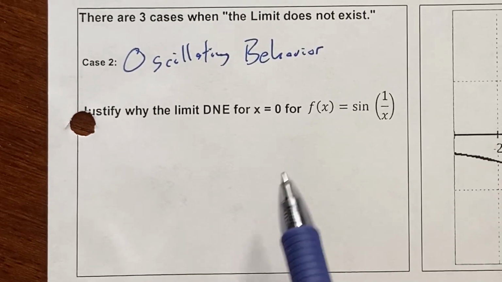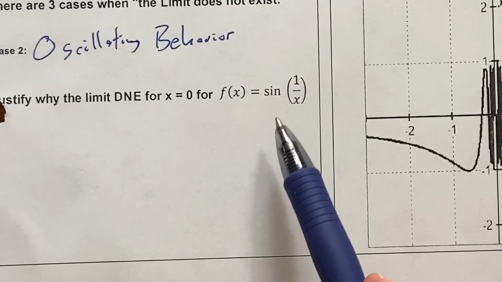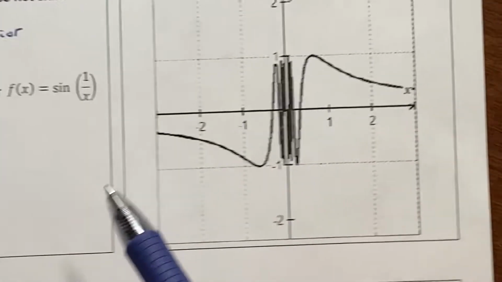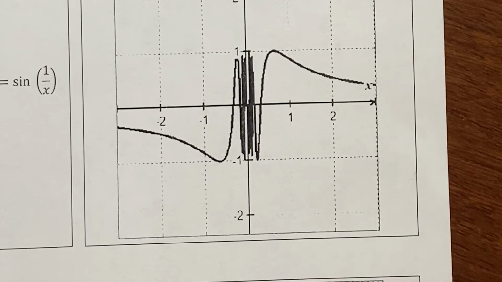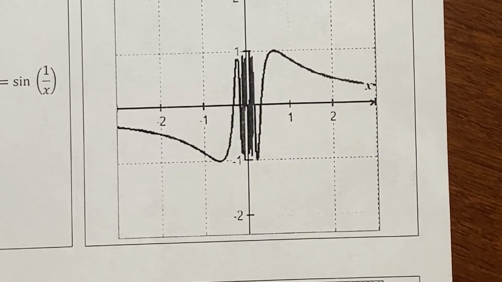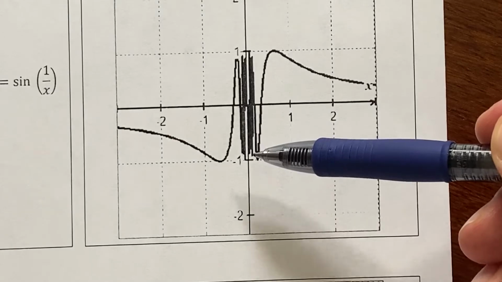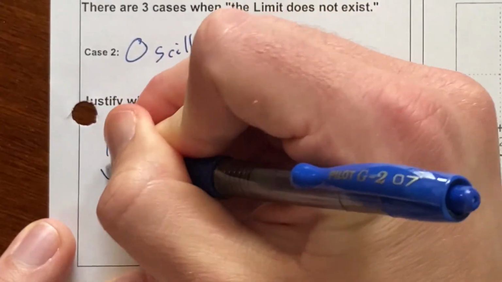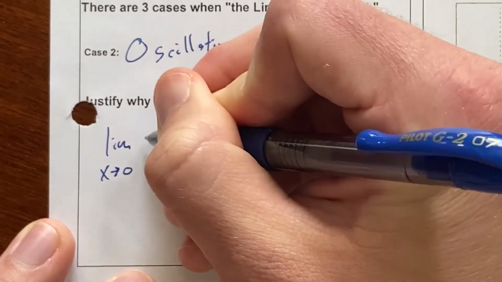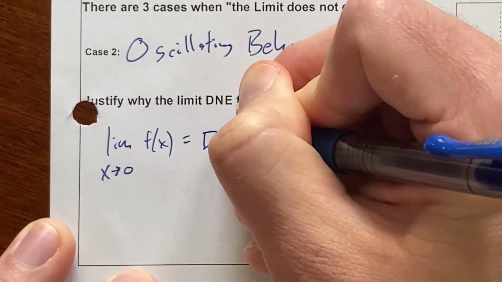Justify why the limit does not exist for x equals 0. So we're looking at x equals 0 right here for this sine of 1 over x. So we're getting really, really close. The sine function is going to go back and forth. And the reason there's no limit as x approaches 0 here, so let's write that. The limit as x approaches 0 of this function does not exist.